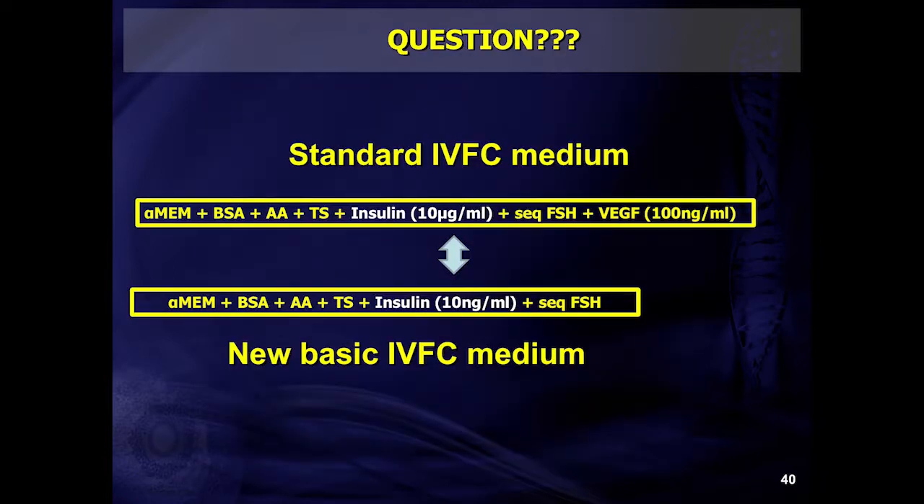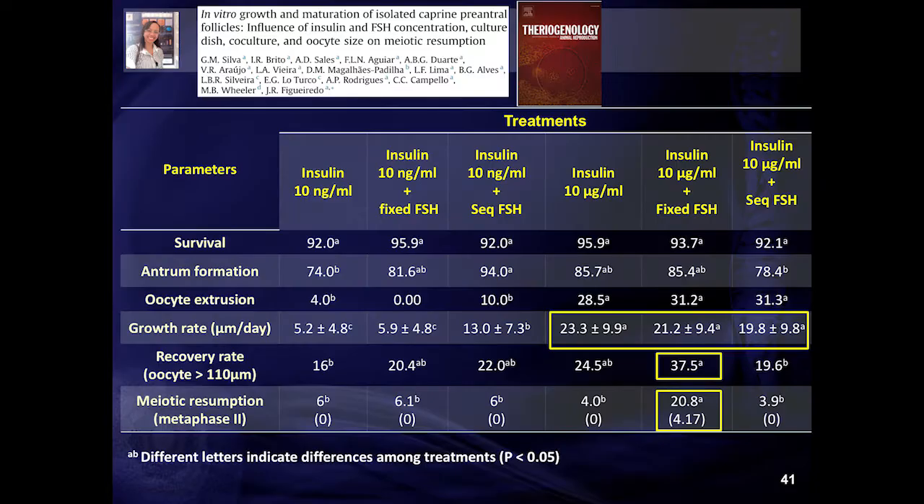Up to this point, we had 2 situations. A medium containing VEGF, increased FSH concentration, and high insulin that provides the best outcomes for oocyte maturation, and another medium containing increased FSH concentration associated with low insulin. The point was, could you just replace a high concentration of insulin with a low one and maintain the efficiency of the VEGF medium? The answer is no, because it's not that easy.